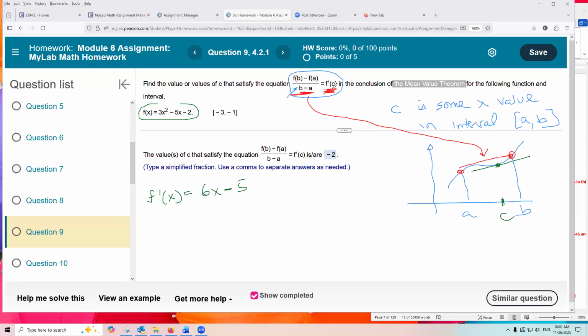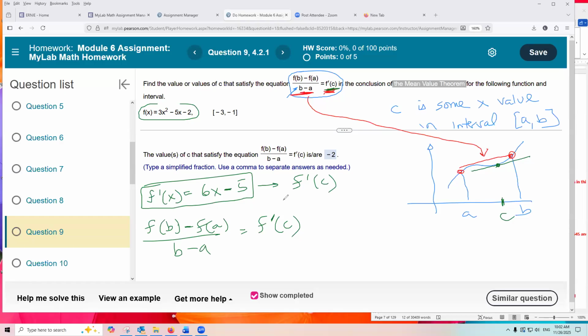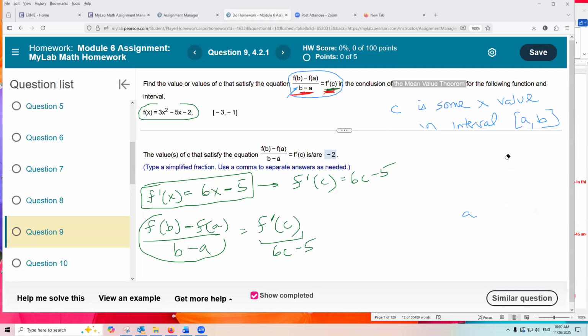All right, and let's work out f prime of c. What I want to do is set up an equation according to this equation they gave us. So let's work out f prime of c. Well, remember, c is unknown. We've got to figure that out. F prime of c is just 6c minus 5. So this is 6c minus 5. All right, let's work out the left side of this equation. Maybe I'll do it over here. Let me erase some of this for a little more room.